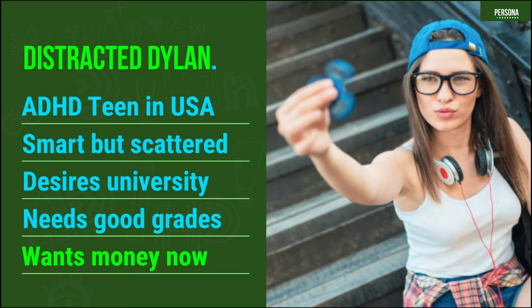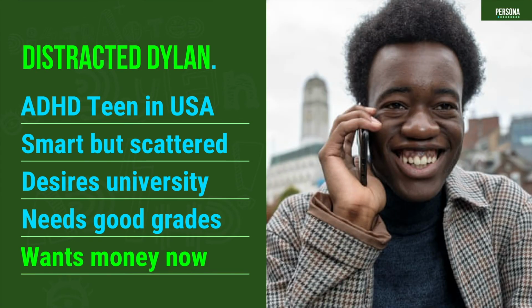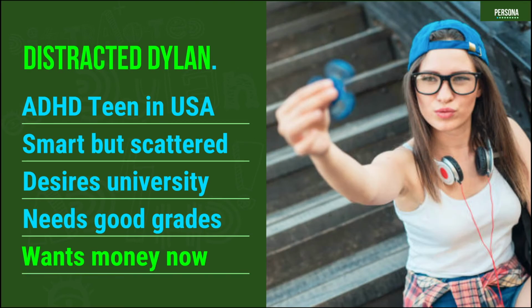Meet our persona, Distracted Dylan. She's a female or male high school student in the USA with attention deficit hyperactive disorder, so she has a harder time keeping track of information. Dylan has a high IQ, and she believes her lower grades don't reflect her true potential. This might be due to her difficulty with planning, executing, and completing things, even things she wants to do. Dylan wants to attend a university, so she knows she needs better grades.